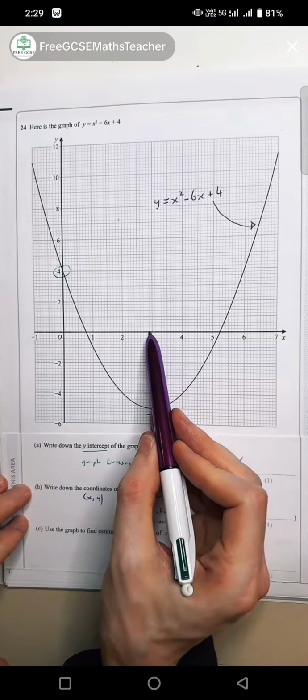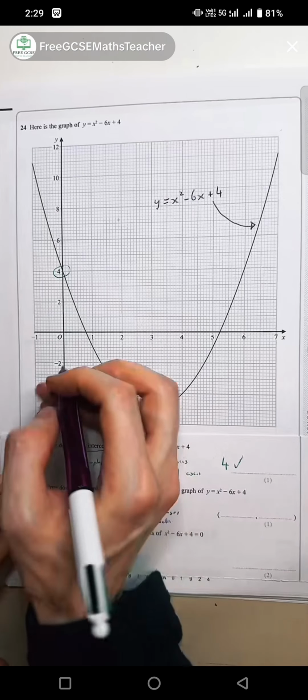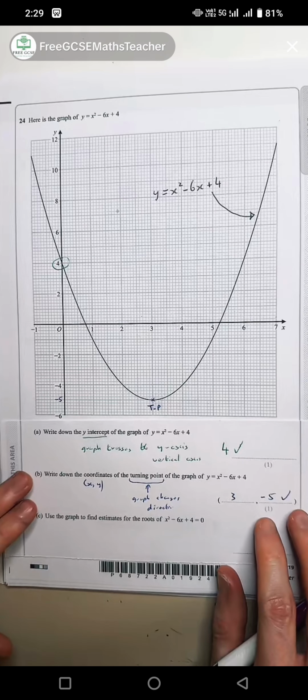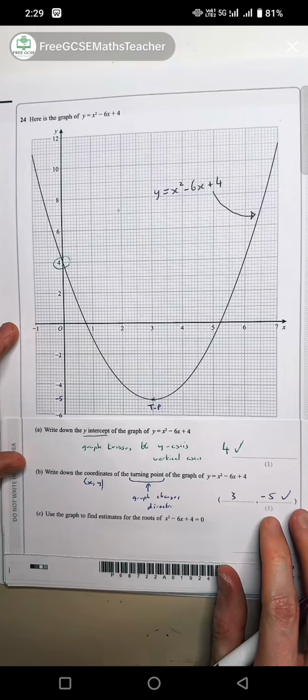So this point here, it's along positive 3 on x, and y, in between negative 4 and negative 6, is negative 5. So it's 3 and negative 5 for another 1 mark. The last one is the one people get most confused with. It says use your graph to find estimates for the roots. So the clue is in the question.